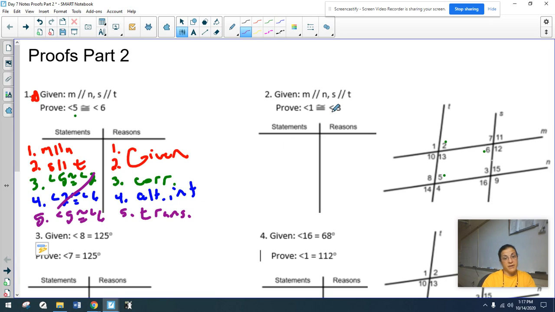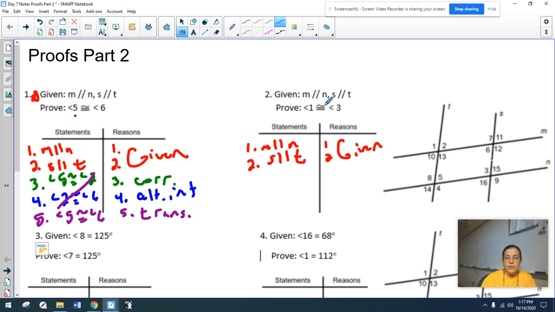Okay? It's going to be very similar in number 2. So I encourage you to pause and see if you can get all of those steps. Easiest is step 1. You can make them 2 steps if you want, but it's the same ones. M is parallel to N. S is parallel to T. These are both given.